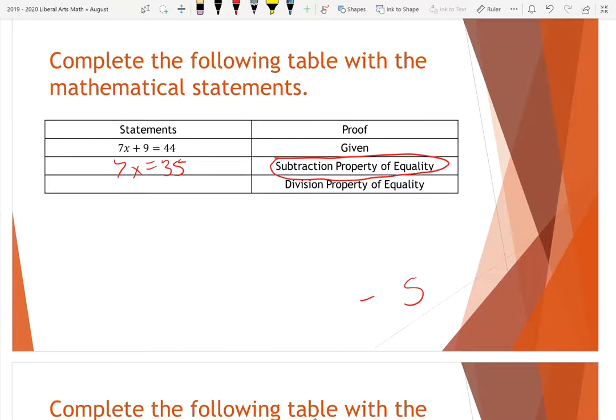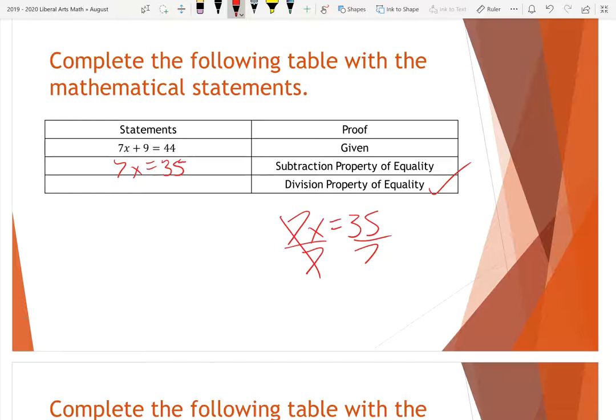So now that I have the 7x equals 35, it then says that the next part would be the division property of equality. So it's telling me that I'm using that property, so I'm dividing both sides. So to get the x by itself, they must be getting rid of the 7. So I must be dividing both sides by the 7. So that would leave me with x equal to 5. 35 divided by 7 is 5. That's our final result. So this is kind of the equation worked out, and these are the steps, if you will, of the equation explained.